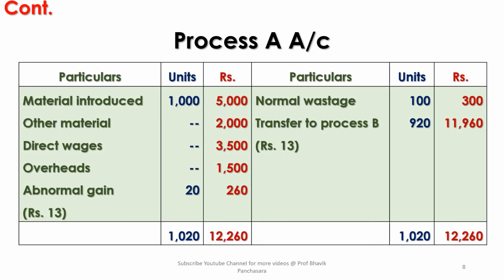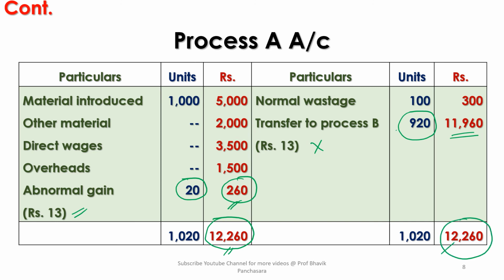Okay friends, now again we will continue. Now we have got the cost per unit that will apply at abnormal gain. So 20 units into 13 rupees. So here we will receive 260 rupees. Same way the units transferred to process B are 920. We will multiply again with 13. So 13 into 920 means 11,960. Now we will make total of both the sides. So here total will come 12,260. Both the side total will tally.